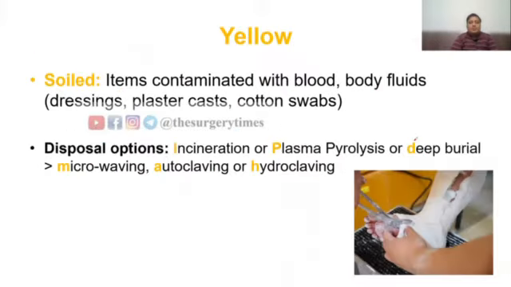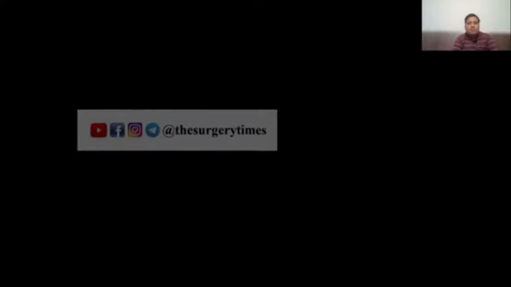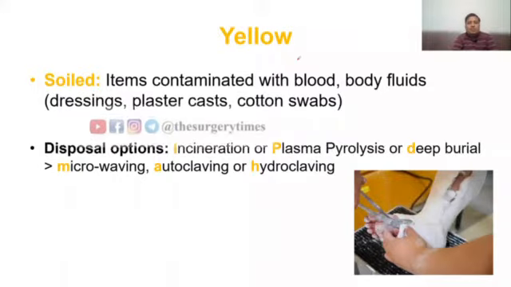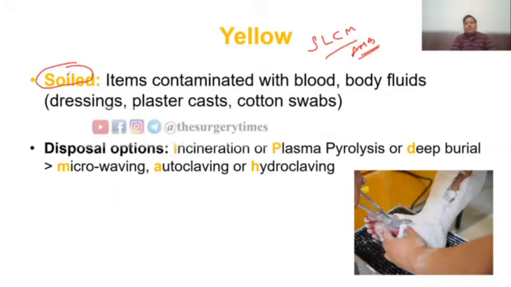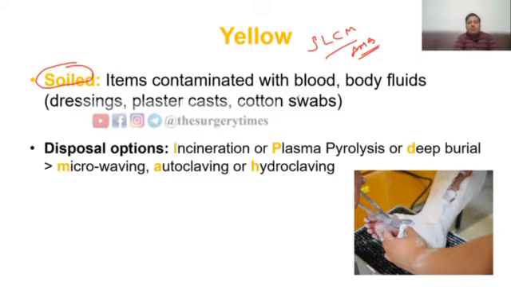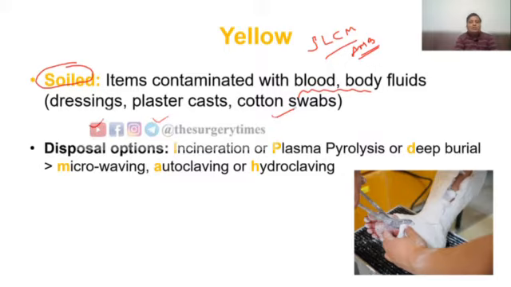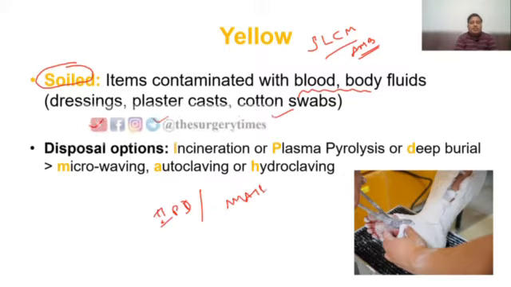Okay. Next is soiled, yellow bag now. As we have discussed in yellow bag: solid, liquid, then chemical. So like this, you should remember. We'll discuss one by one. For mnemonic sake, it becomes solid, otherwise it is soiled. Items contaminated with blood and cotton swab. So how will you dispose? IPD. IPD means incineration, plasma pyrolysis, and deep burial. These are more commonly used, depending upon the material that you are throwing.